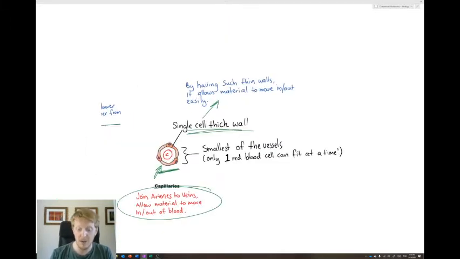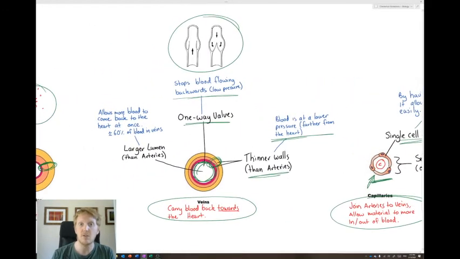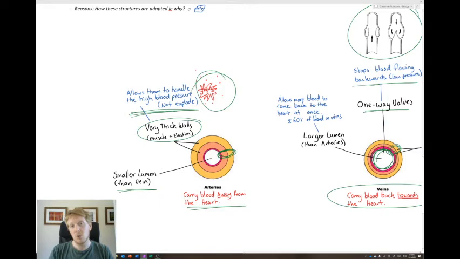And those are the three blood vessels. You've got capillaries, which are the smallest, all about exchange of material. You've got veins, which have thinner walls than arteries and are all about bringing blood back to the heart. And then you've got arteries, which are thick-walled, strong vessels, which are carrying blood away from the heart. So from the heart to the body.